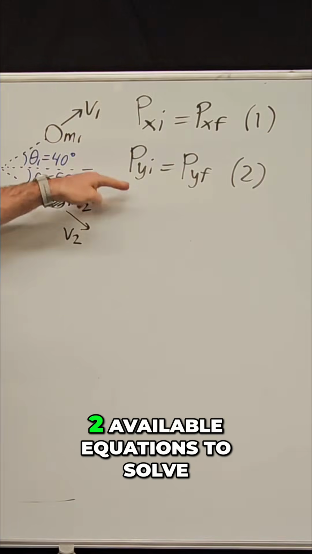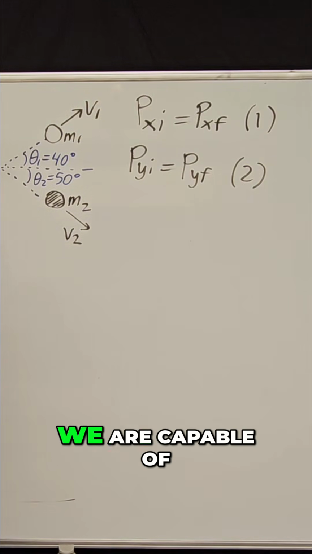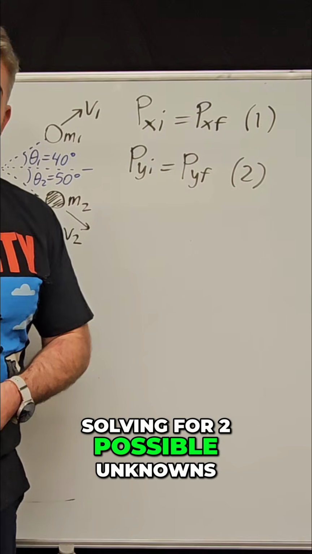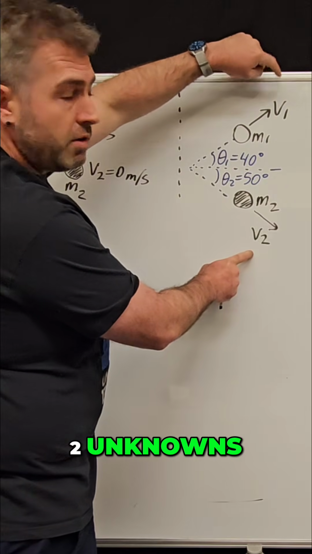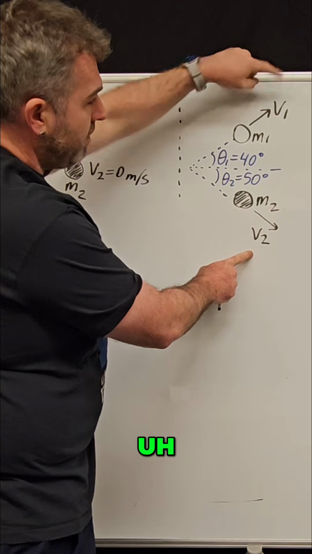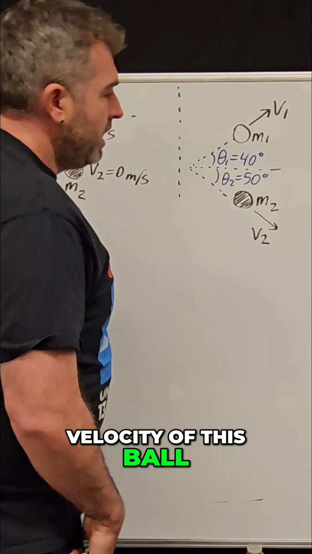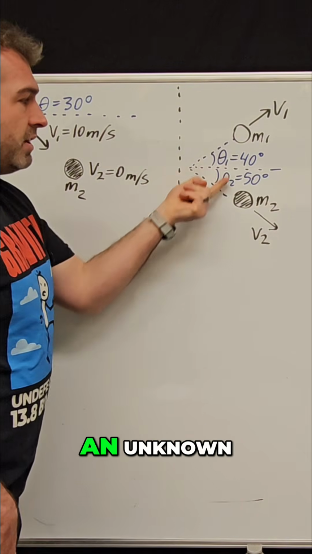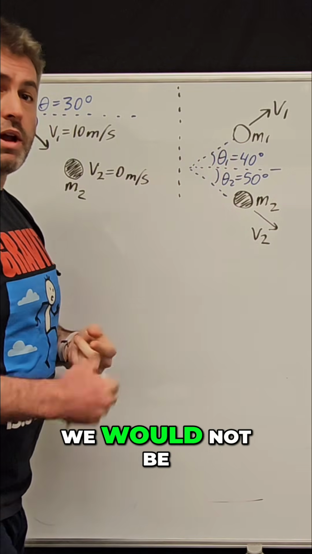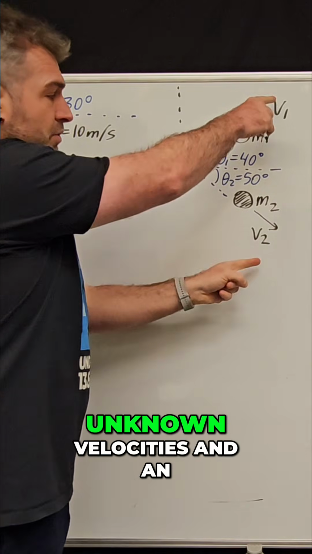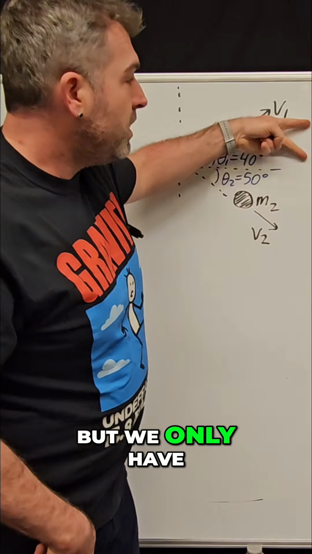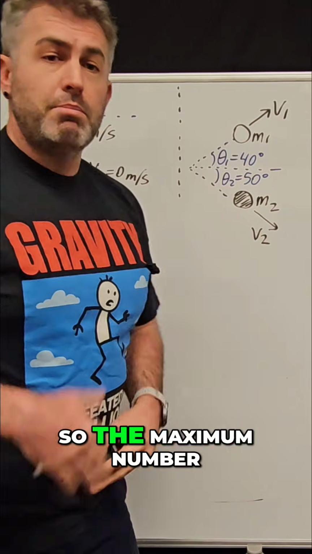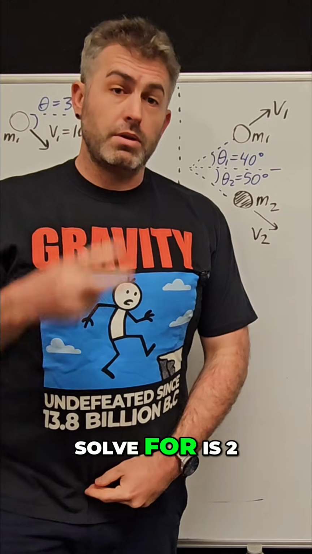So because we have two available equations to solve, we are capable of solving for two possible unknowns. And it just happens to turn out in this problem, I'm giving you two unknowns, velocity of this ball and velocity of this ball. Now, if I also asked you to solve for an unknown angle, we would not be able to do that because we have two unknown velocities and an unknown angle. That's three unknowns, but we only have two equations. So the maximum number of unknowns we can solve for is 2.